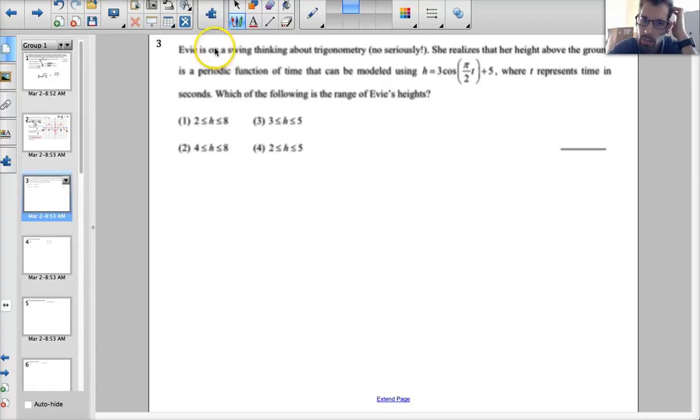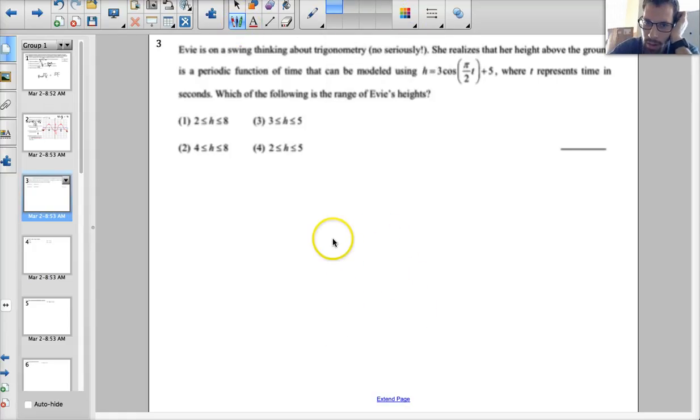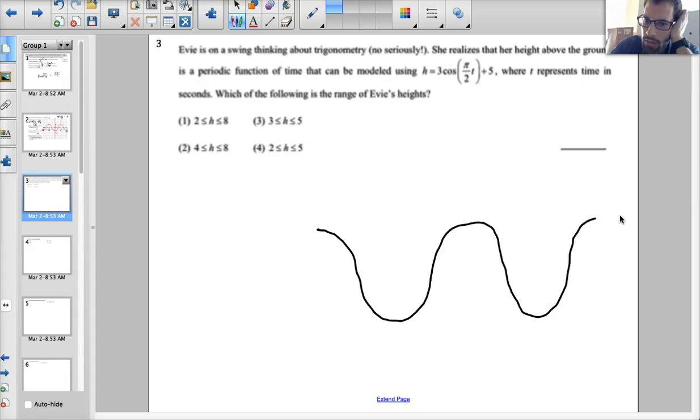Next up, Evie is on a swing thinking about trigonometry. No, seriously, she is. And she realizes that she can model her trip using this function here. So it says, what is the range? So I know that the range of any function is going to be the difference between the y minimum and the y maximum.